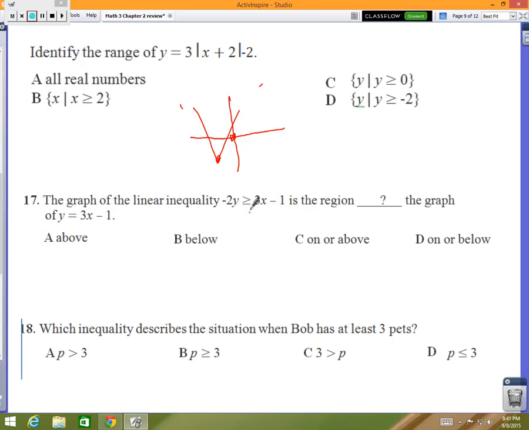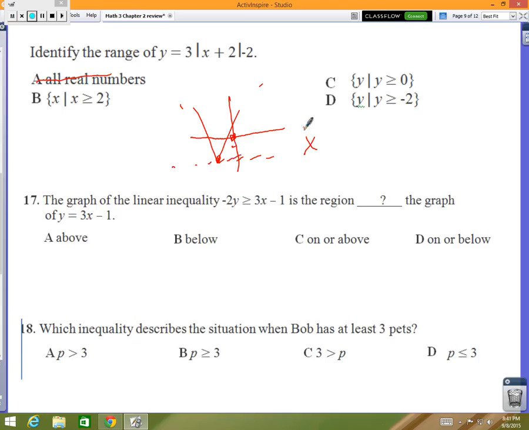So the range is everything up and down. Is the range all real numbers? That's the same thing as negative infinity to positive infinity. It's not all real numbers because the lowest it's going to go is right here. The highest it's going to go is to infinity. And this right here is negative 2.